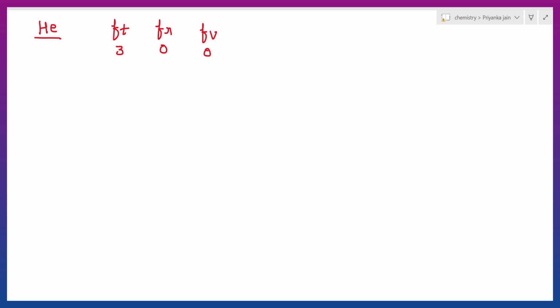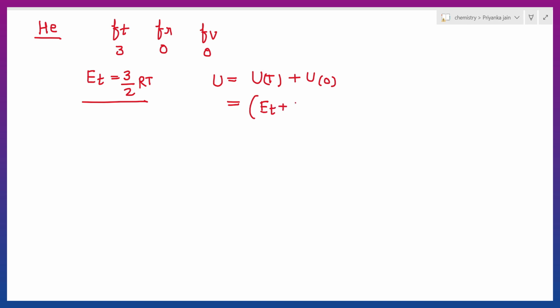Now the energies: the translational energy will be equal to 3 by 2 RT, and there will be no rotational energy and no vibrational energy. So this is the total energy. Now the value of U will be equal to UT plus U naught, so this will be equal to ET plus ER plus EV plus U naught.